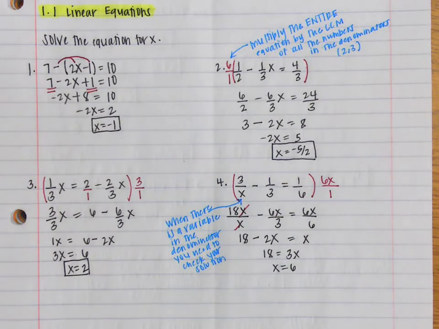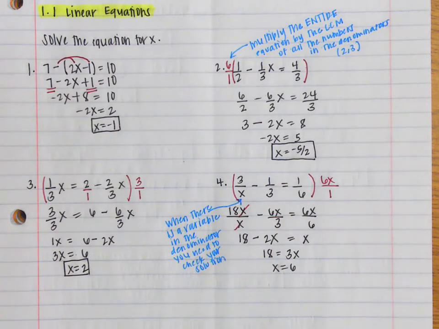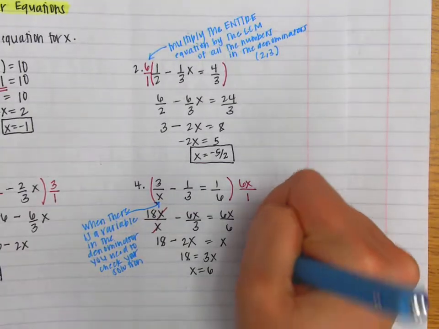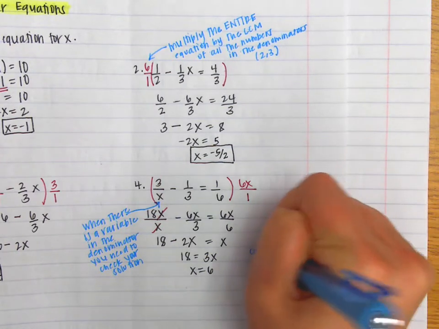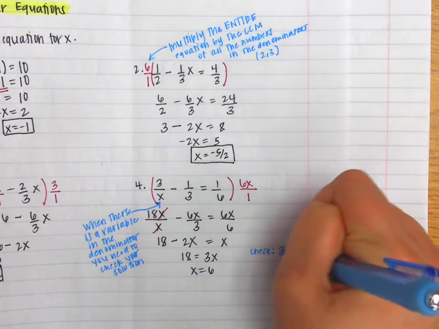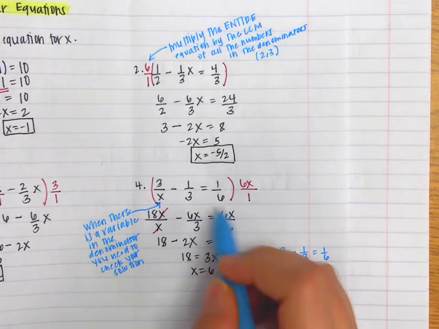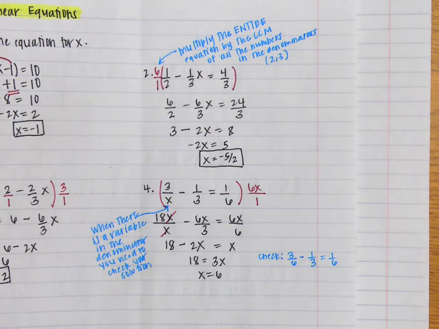So the reason we have to check when there's a variable in the denominator is to make sure that this solution doesn't make the denominator 0. So all we have to do is very easy, just plug it back in. Most of you guys will be able to do this in your head. But 3 over 6 minus 1/3 equals 1 over 6. I just plugged in 6 for x.